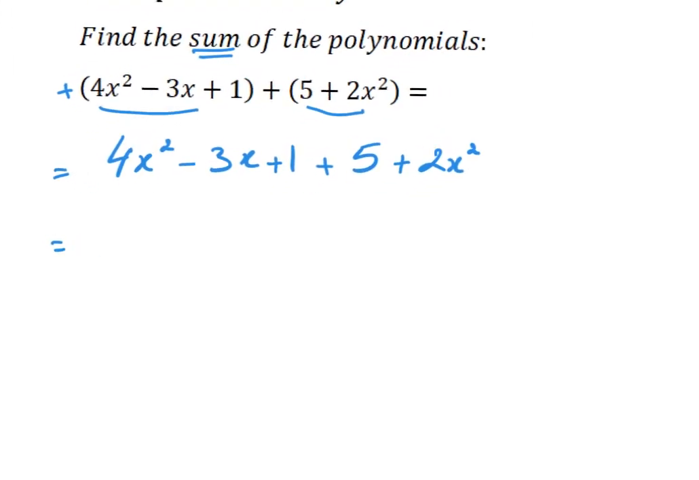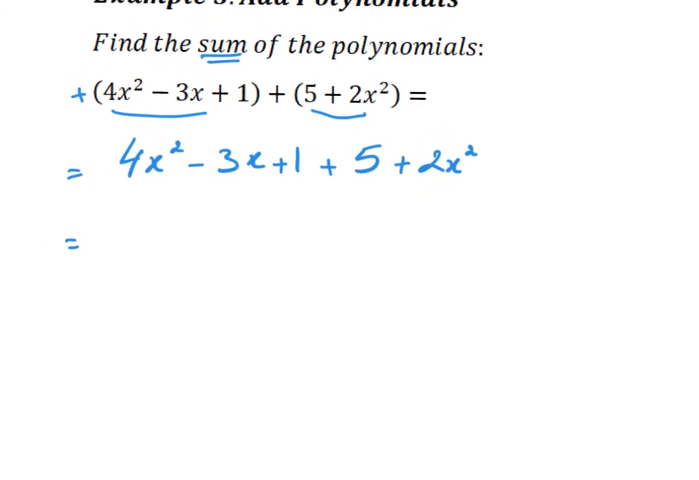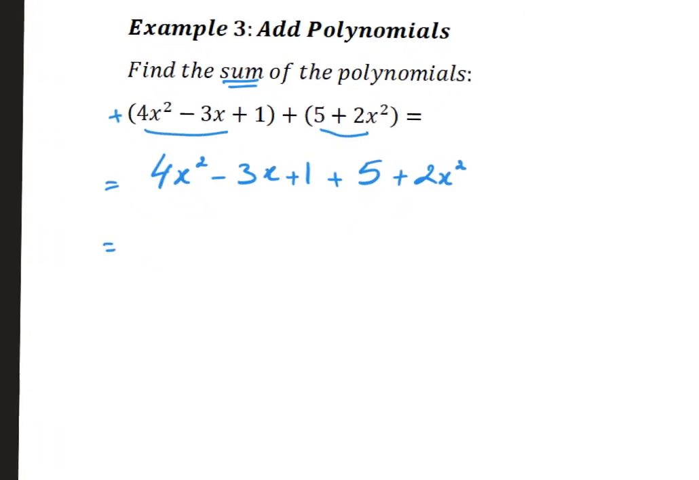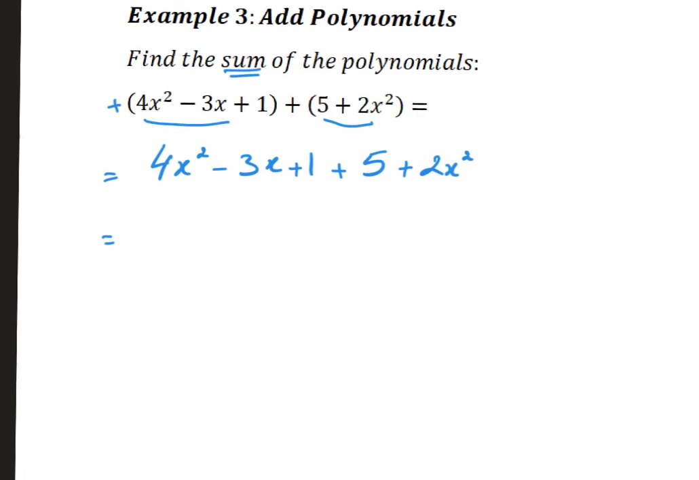Now, the next step, we're just going to use what we used in the previous example, example number 1. We're just going to combine like terms. So let's start with the highest degree here. As you can see, we have 4x squared and 2x squared. That's going to be 6x squared. So this is gone right here, we don't need it anymore.